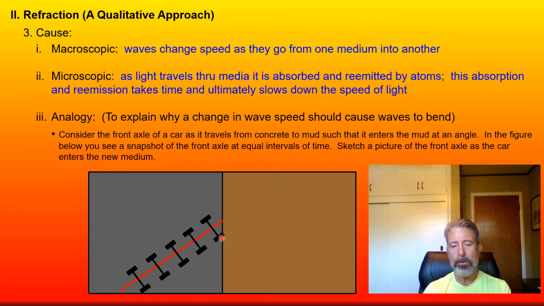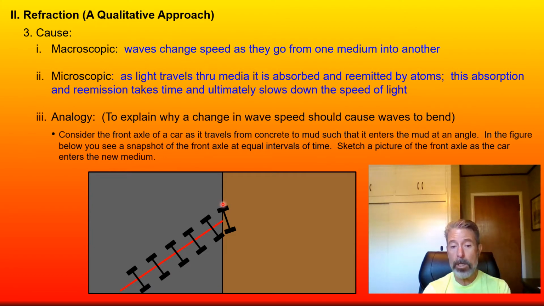But let's take a look at what happens right when we get to the boundary between the new media. Notice here that your right wheel is now going to enter a portion of mud where it's going to travel slower, whereas your left wheel still has some concrete to travel on. So you can imagine that the left wheel right here is going to travel a greater distance in this next 1 second time interval because it's traveling on concrete than will your right wheel here, which is now going to be traveling in mud where it travels slower. So this is going to cause the front axle of your car to bend here.